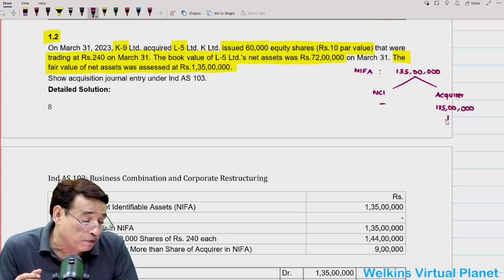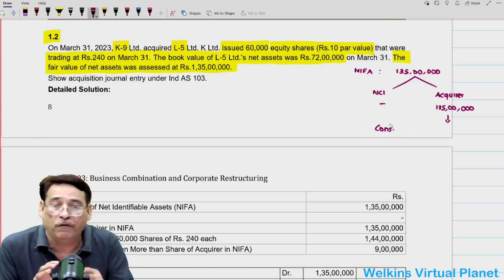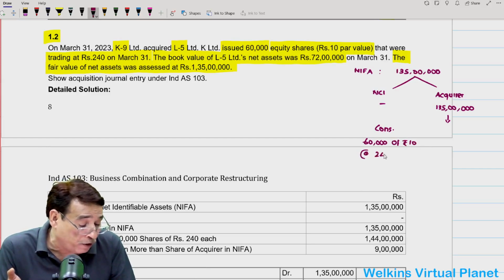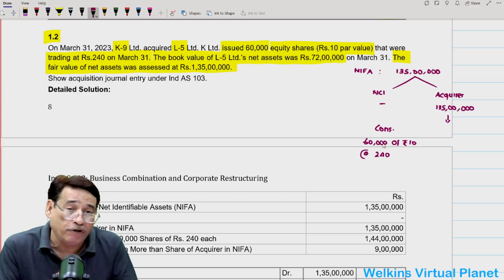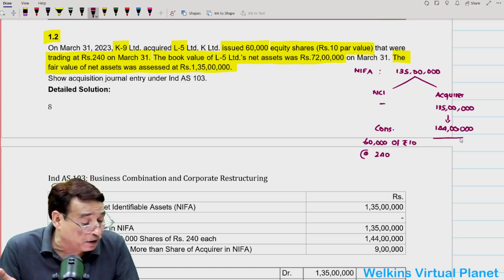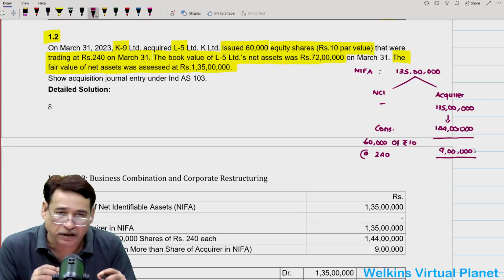And then all we have to do is to compare it with the amount of consideration. Now in this question, consideration is not given in absolute terms. What is given to you is that you are offering 60,000 shares of rupees 10 each. Their face value is 10, but you are offering them at the rate of 240. So you will multiply 60,000 with 240 to get the amount of consideration. That will be equal to, I think, 144 lakh. So this is your amount of consideration. Now the difference of these two again will deliver you goodwill, because the amount of consideration exceeds the share of acquirer in the net assets. Is it clear to you?